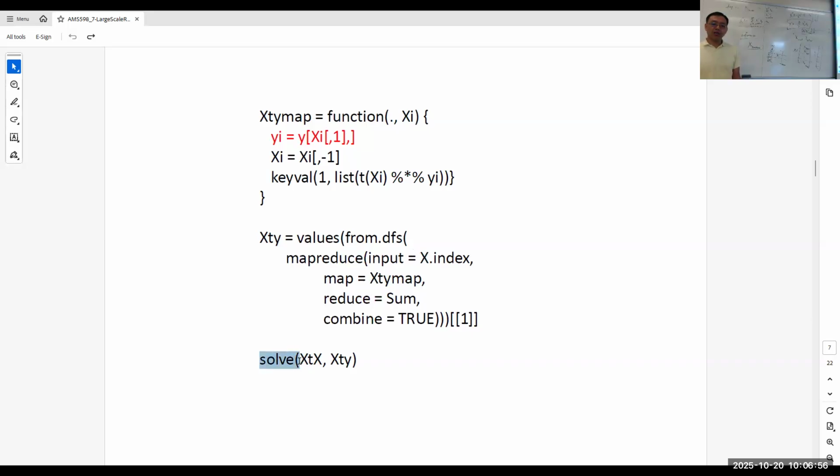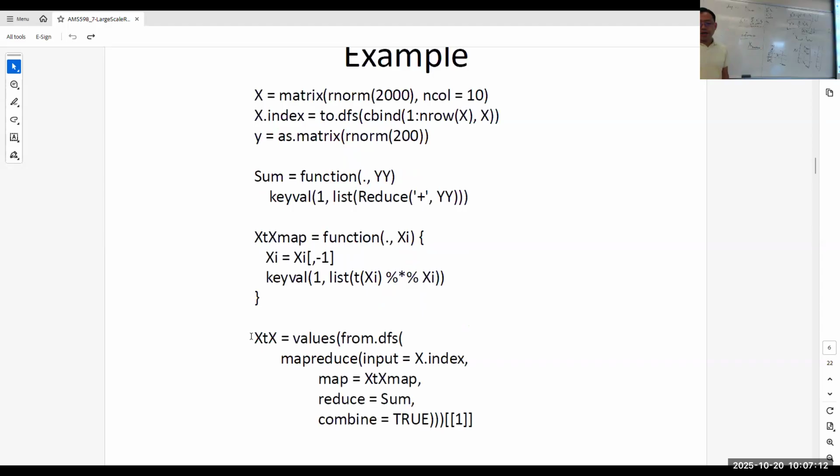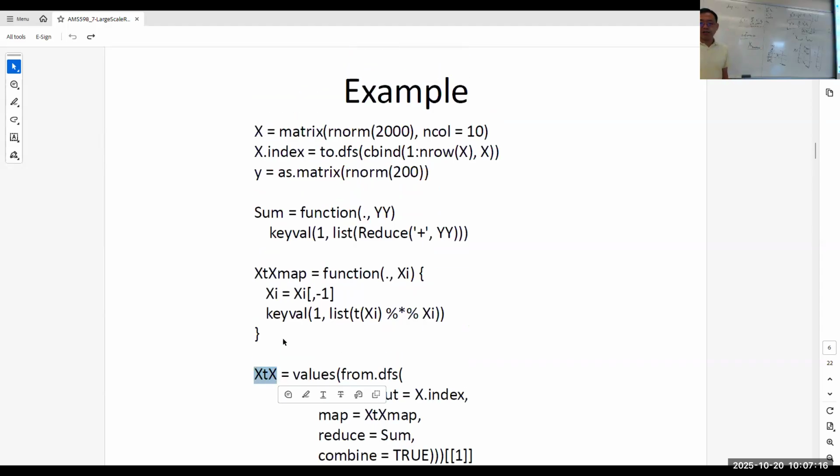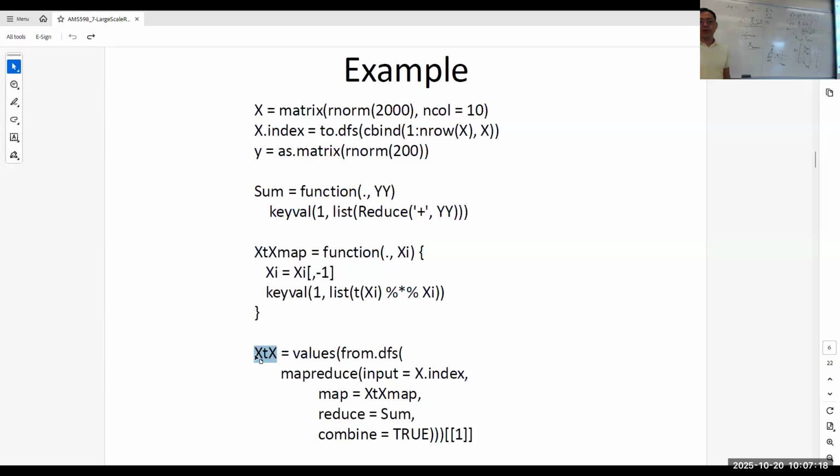Use the solve function in R. This is basically computing x transpose x inverse times x transpose y. Okay, so this is how you do it. Of course, once you have x transpose x, then calculate the variance, right? Calculating the variance is simple because you already have this matrix. You just invert it times the sigma square. That's your inverse.